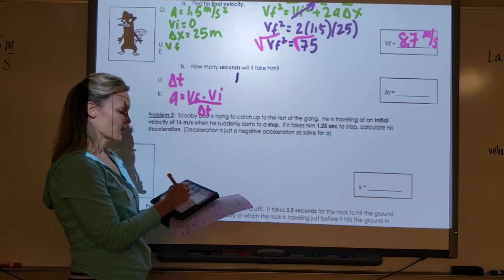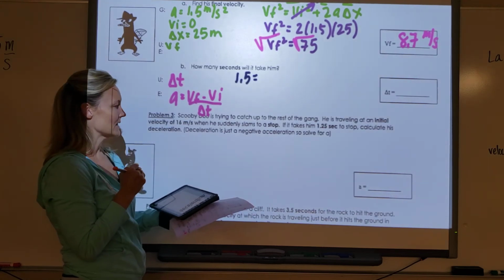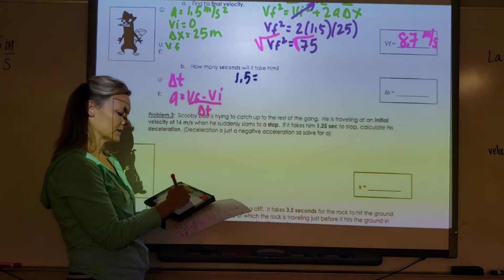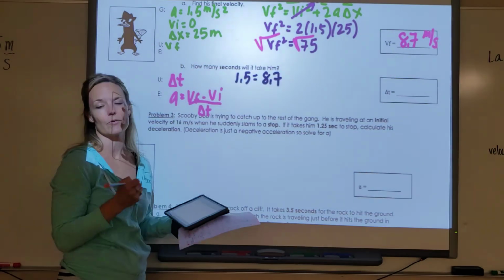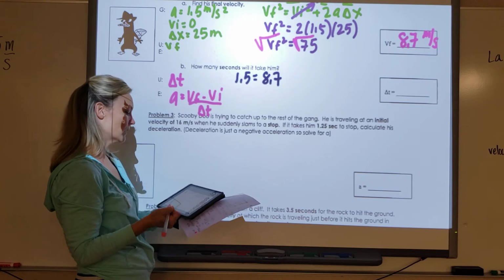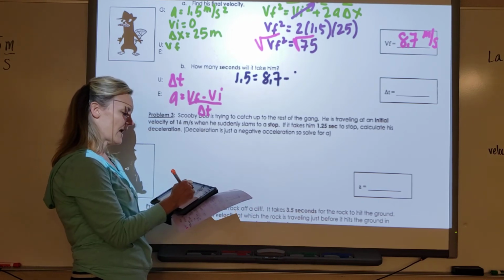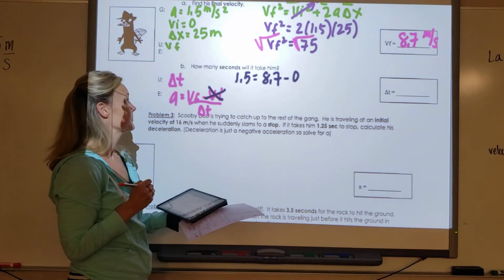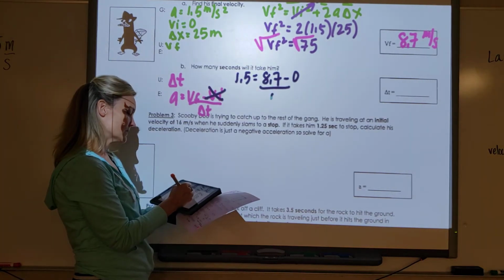So a is 1.5. I'm going to set that equal to vf, which is what I just solved for, 8.7. You might have rounded it differently than me, that is okay. Minus vi. vi was 0, so that's gone. You don't even have to put that 0 there. Over delta t.